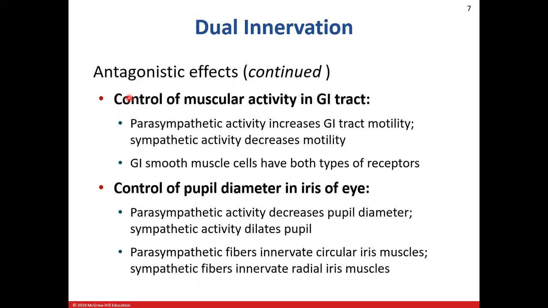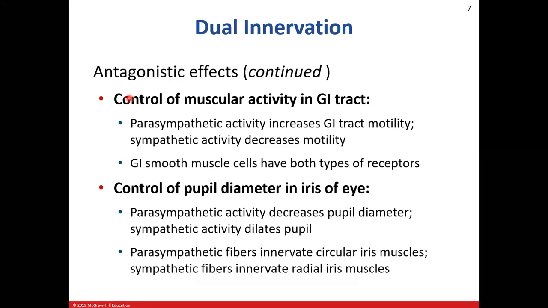If we look at the control of the muscular activity in the GI tract, we'll see that the parasympathetic system increases GI tract motility, and the sympathetic activity decreases motility. And again, the GI smooth muscle cells have both types of receptors.